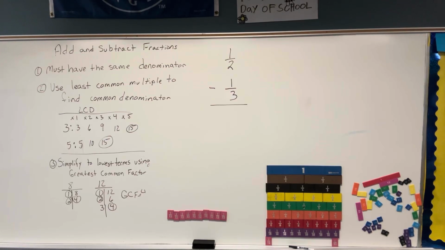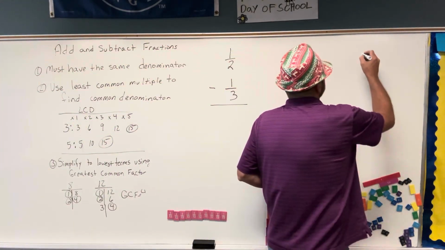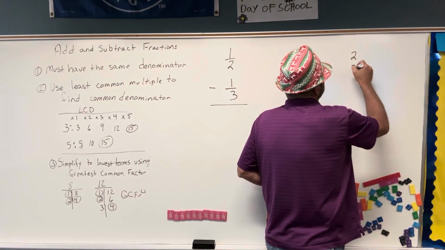1/2 minus 1/3. I start by asking myself, can I subtract these problems as they're currently written? Myself answers no. Myself says why? Myself says because they don't have the same denominator. So I need to find the least common denominator for 2 and 3.